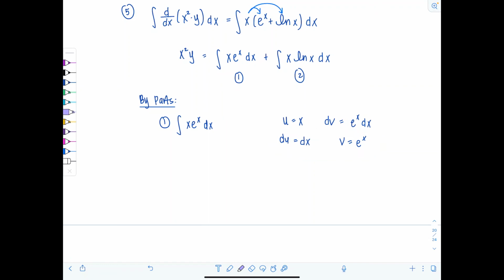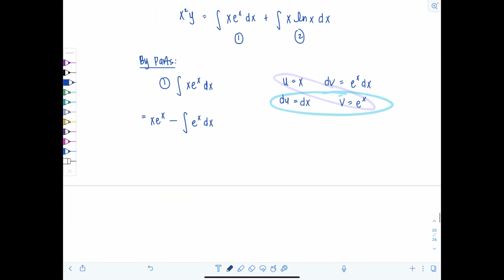Okay, so from here you have uv. That doesn't get integrated, right? So you have x e to the x minus v du. That does get integrated, so integral v du, e to the x dx. Oh, and then now it's no big deal, right? So you just have x e to the x minus e to the x plus, I'm going to call it C1 because I know I got another one of these integrals on deck, okay? That's on hold.